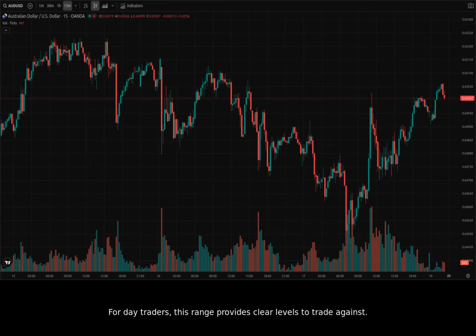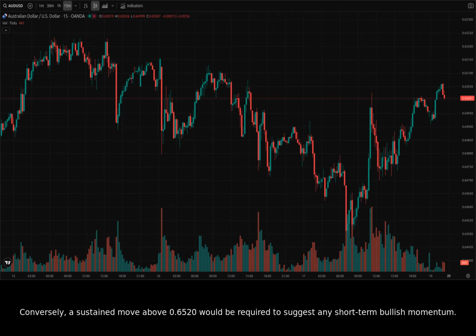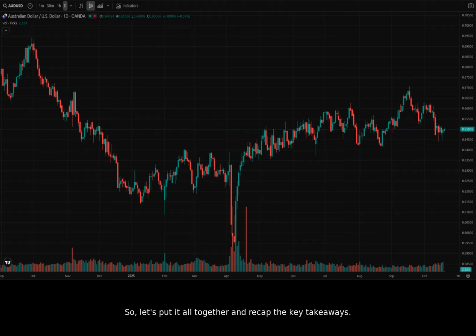For day traders, this range provides clear levels to trade against. A clean break and hold below 0.6470 would be a strong bearish signal on this time frame. Conversely, a sustained move above 0.6520 would be required to suggest any short-term bullish momentum. However, given the broader context, any upward moves are likely to be met with selling pressure. So, let's put it all together and recap the key takeaways.